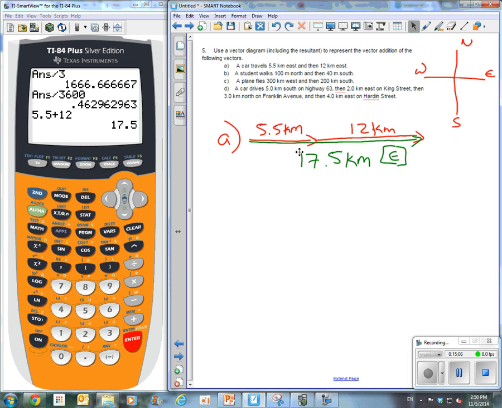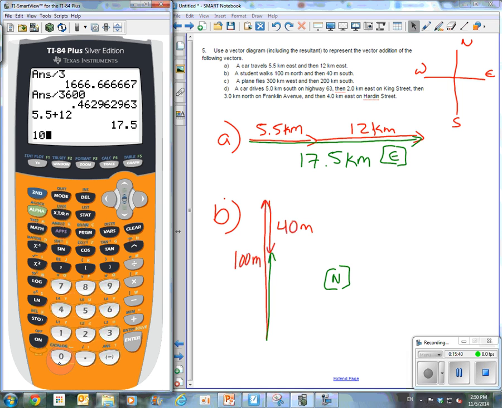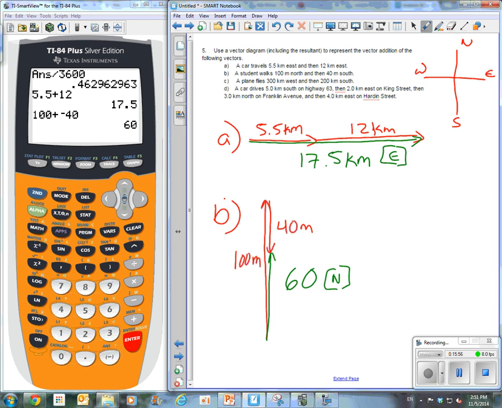So now we're going to look at B. B says a student walks 100 meters north, and then turns around and goes 40 meters south. So we're going to draw our resultant, from where I started to where I finished. We're going to note that that is in the northern direction. Then in order to calculate this, I'm going to take 100 and add to it negative 40, because we're going to say that south is in the negative direction. And I'm going to get 60 positive. So that's great because we've said that north is my positive value. So 60 meters in the positive direction.